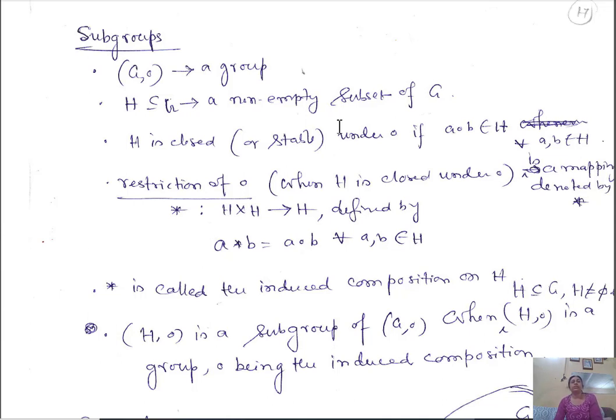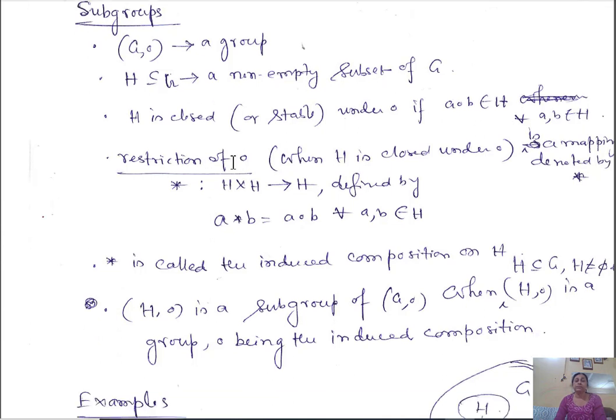We will now introduce subgroups. What is a subgroup? Suppose I have a group (G, ∘) and H is a non-empty subset of G. H is closed under ∘ if this holds: for all a, b belonging to H, a composition b also belongs to H. Any two elements in H, this implies their composition also belongs to H.